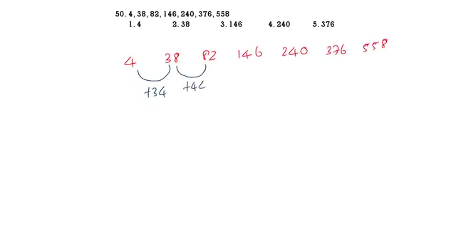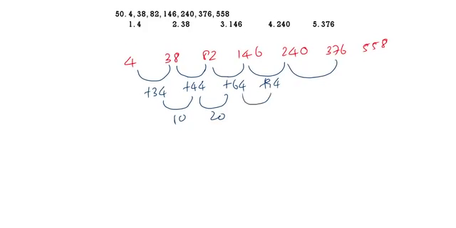4, 38, 82, 146, 240, 376 and 558. So here how the number series is carried. It is 34. It is 44. Then it is 64. That means here 10 gap, here 20 gap. Next it should be 94. So that is also okay. Then next one should be 40 gap.